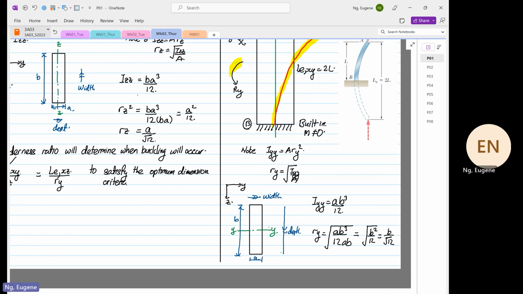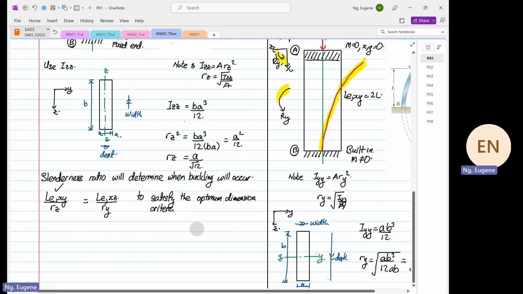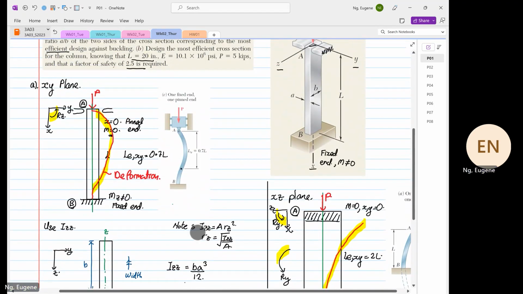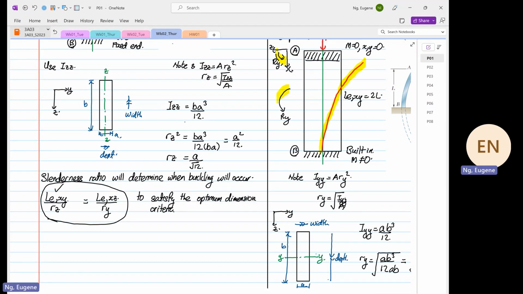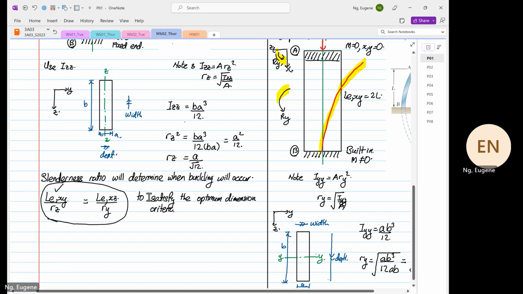So now we are going to equate both equations, or we're going to satisfy this equation over here. I'm going to go into the next page. So we have LE. I'm going to copy the whole thing.